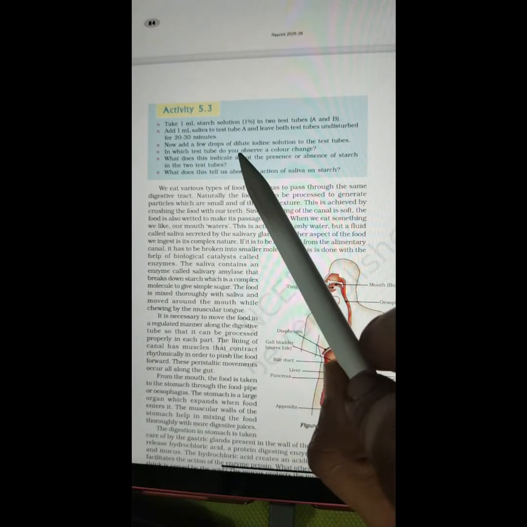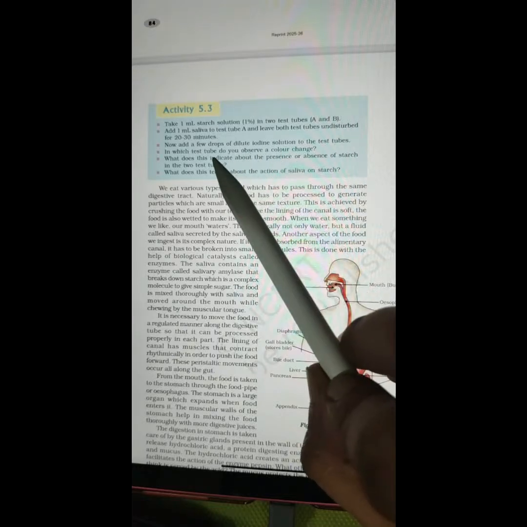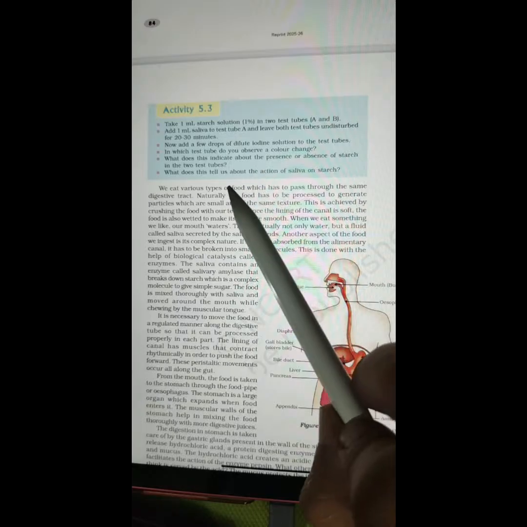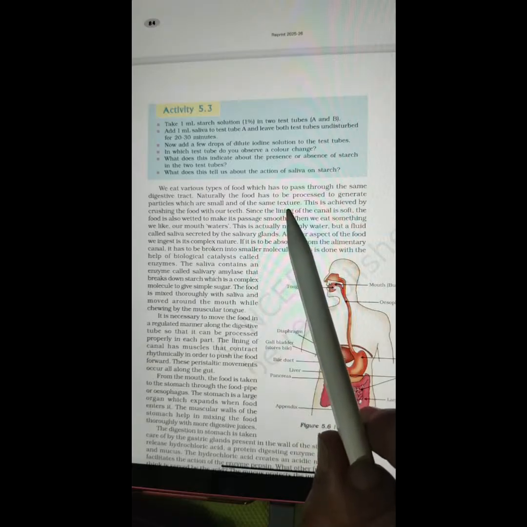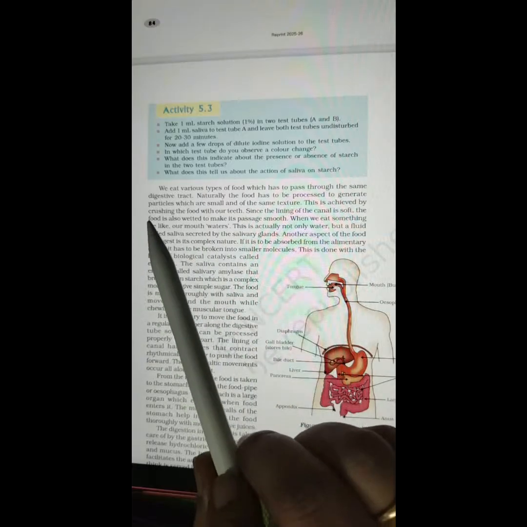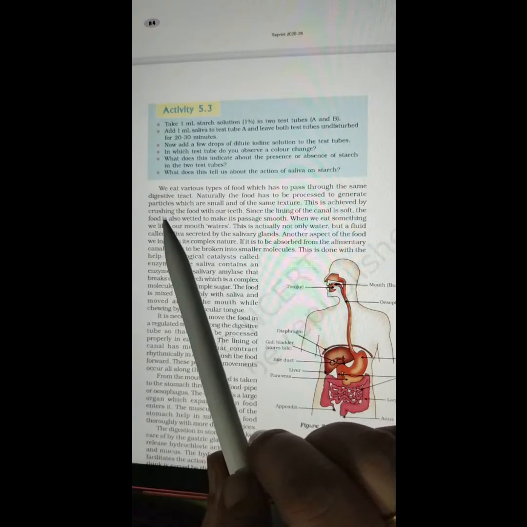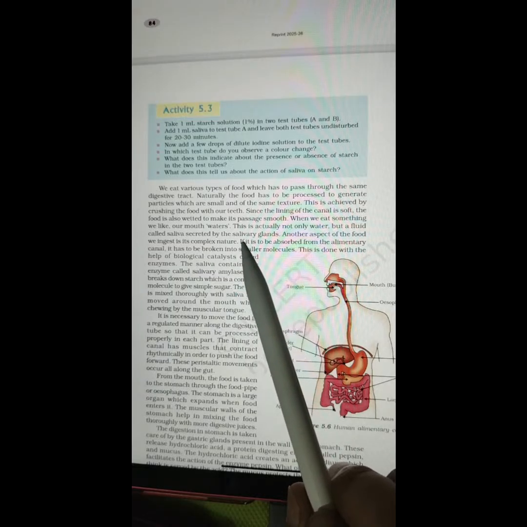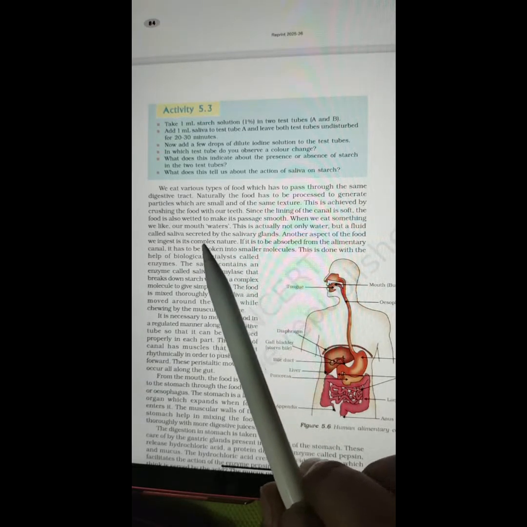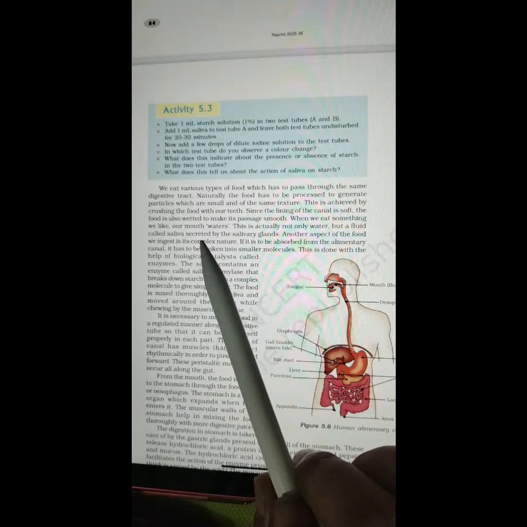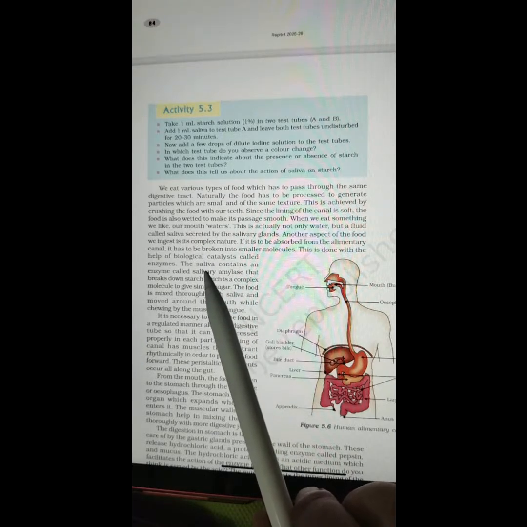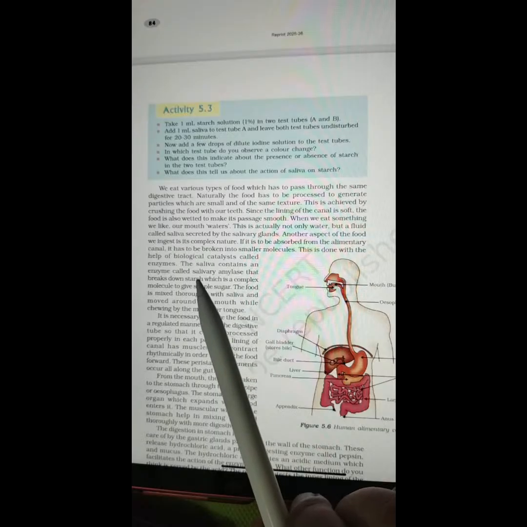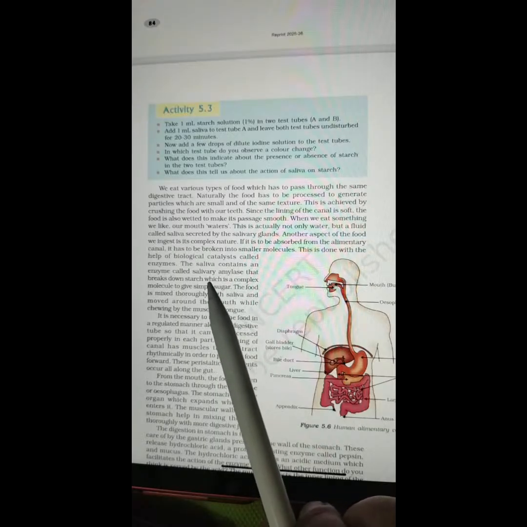Saliva, dilute iodine solution, starch. Next, texture, crushing, salivary glands, secreted, biological catalyst, saliva, salivary amylase.